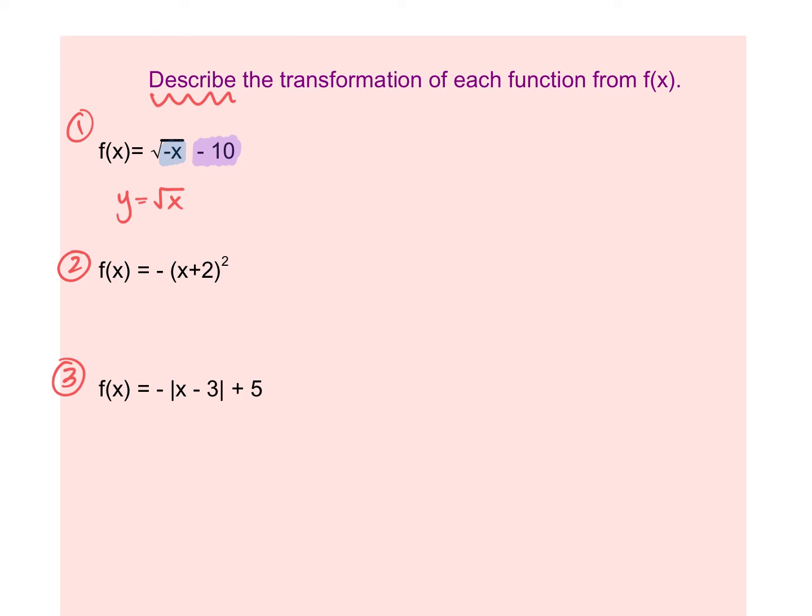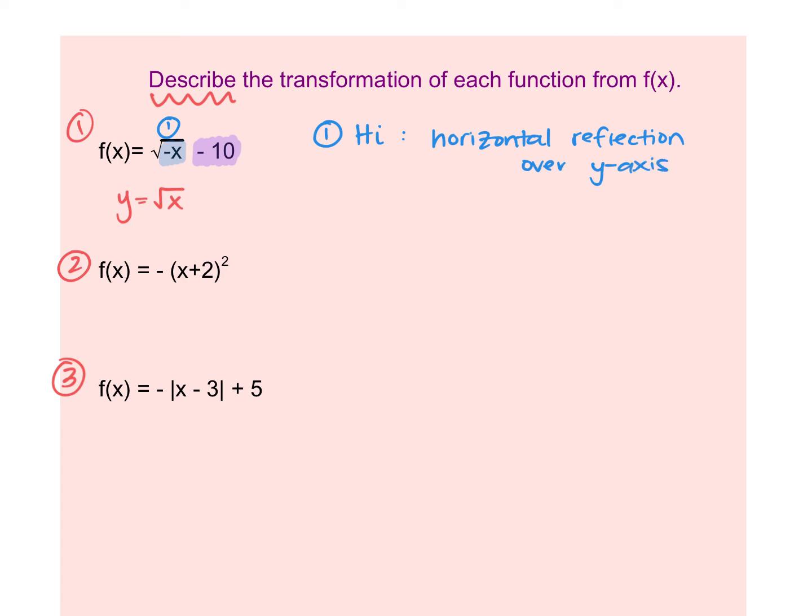So as I analyze these, I'm going to think about where is that transformation and what type of transformation is it. So first, I see this multiplication by a -1, and I notice that it's on the inside of that function. So since it's on the inside, I know it's going to be horizontal. Since I'm multiplying by a negative, I know that this is a horizontal reflection. So I'm going to describe this as a horizontal reflection that's going to go over the y-axis.